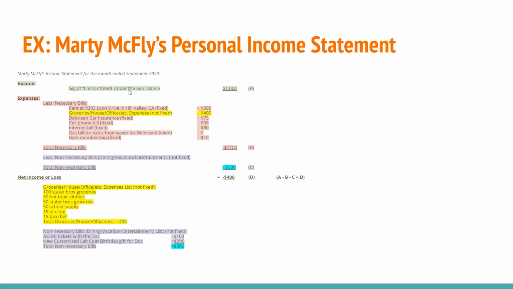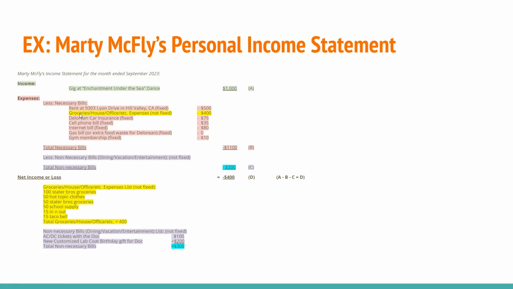Marty did a gig at the Enchantment Under the Sea dance because supposedly he knows how to play music, and he got paid $1,000, so good for him. Expenses. Now this one's a lot longer and a lot more complicated, and I even had to add my own sort of twist to the expenses, which is this section right here.